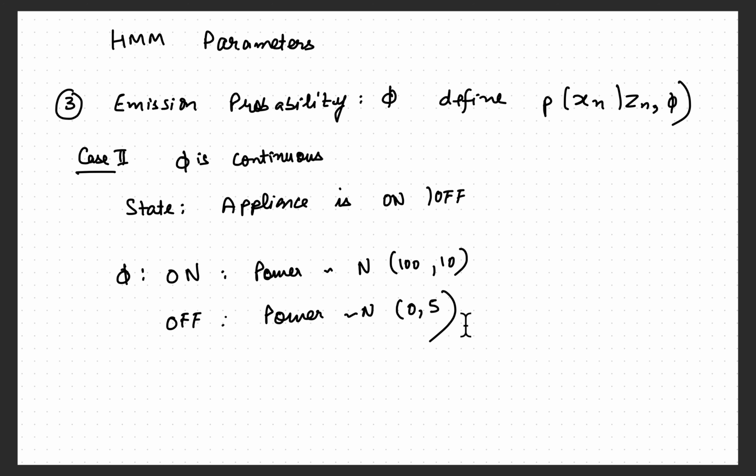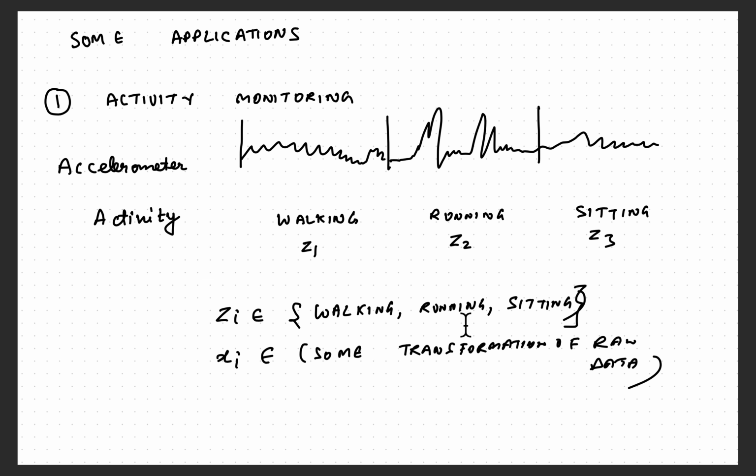So at this point, let's get back to the application of activity monitoring and try to understand what could be Z's and X's. That would give us a better understanding of how to use HMMs in the real world. So we've seen this activity monitoring application, and we said that there's some accelerometer data that you obtain. Now, the activities that you are in would be the different states. So Z of i could be one of walking, running, or sitting.